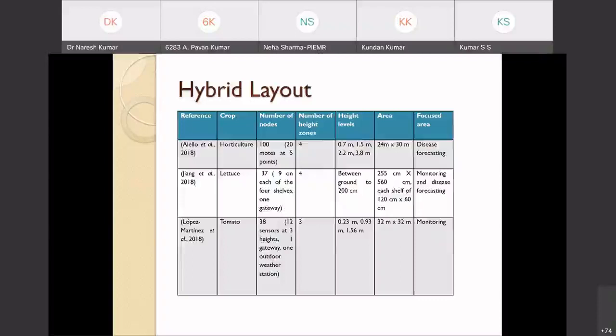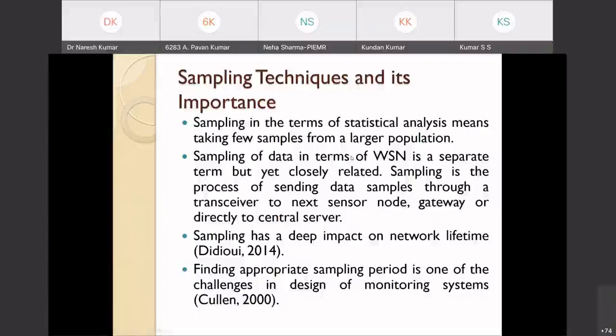So let me go to the next point, which is the sampling technique and its importance. We'll take up one of the questions in the chat box after the presentation, in the analysis part.